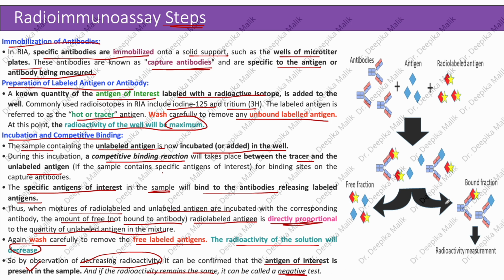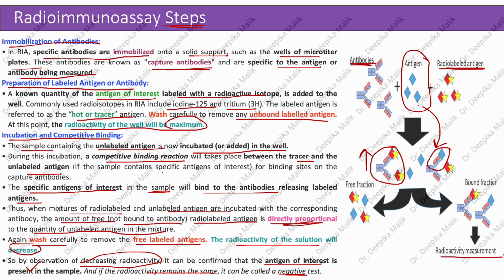As you can see here in the diagram, the captured antibodies, which are present on the microtiter plate first, are exposed to radio-labeled antigens. And when these radio-labeled antigens bind to these captured antibodies, the radioactivity shown at this particular time will be maximum. Now, if our sample also contains antigens, which are the unlabeled antigens but are specific to these particular antibodies, a competitive binding will occur between the labeled and the unlabeled antigens, and they will start replacing the radio-labeled antigens and thus decreasing the radioactivity, giving a positive test.